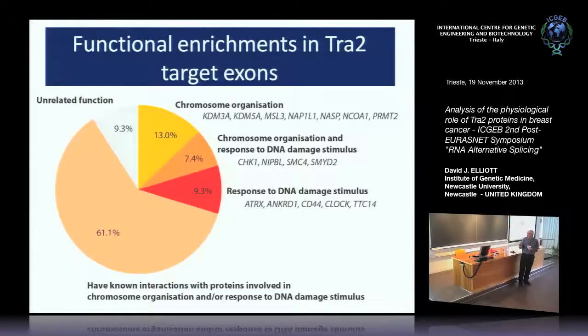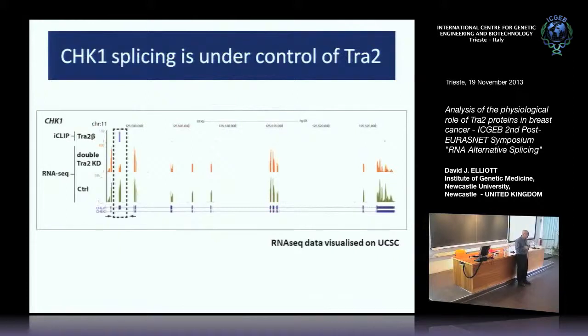Now, I'm going to tell you about two specific exons here. One of them is an exon in CHEK1, and the second one is an exon in a gene called ANKRD1. So first of all, CHEK1. This shows you RNA sequencing data and CLIP data for the CHEK1 gene. This is the CHEK1 gene here at the bottom on the UCSC genome browser. These are the sequencing reads for control cells and double knockdown.